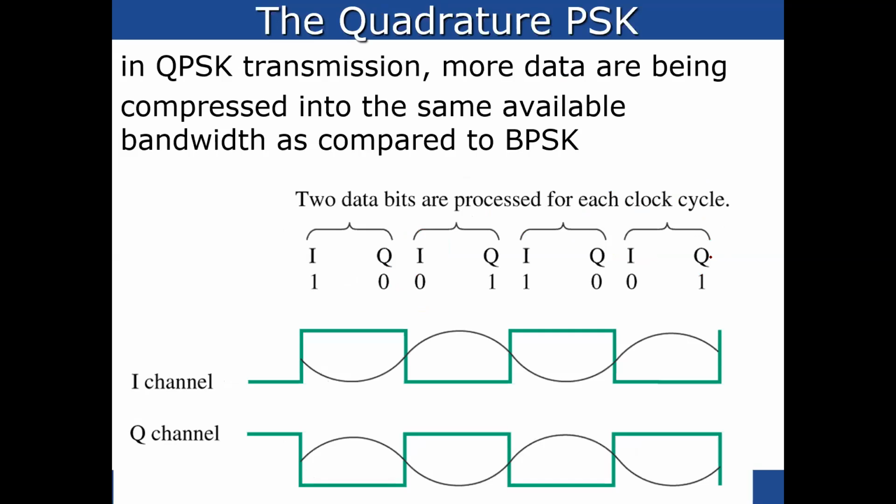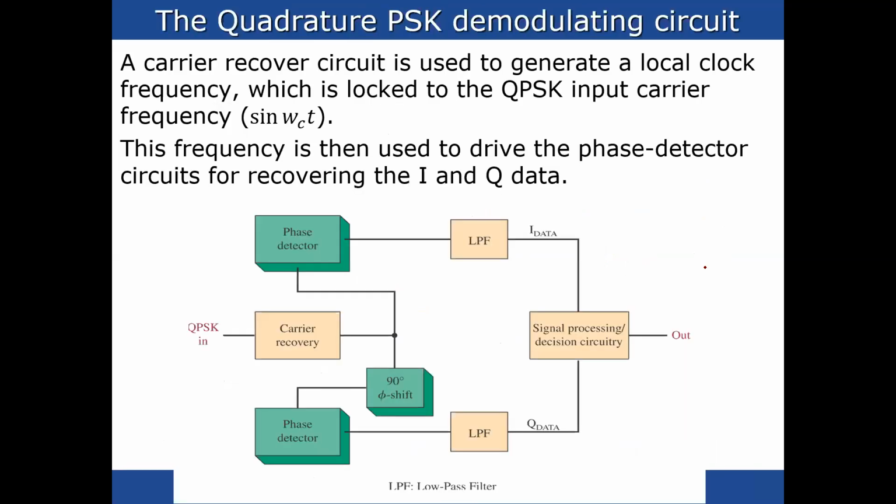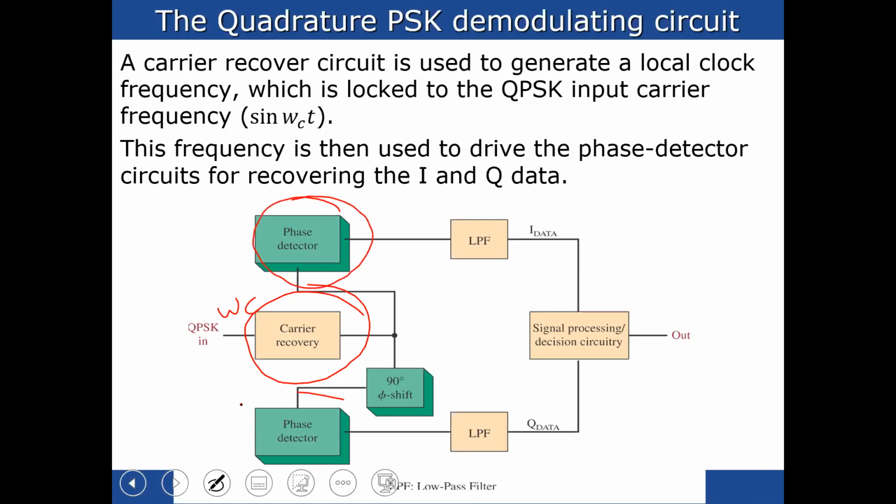A block diagram here. Let me see if I have it. Yes. For this block diagram of a phase shift keying demodulating circuit, you're going to find that a carrier recovery circuit is used to generate a local clock frequency that is synchronized with the one at the transmitter side. It will be locked to the input carrier frequency WC. This frequency will be used to drive the phase detector circuits. So these are your phase detector circuits.